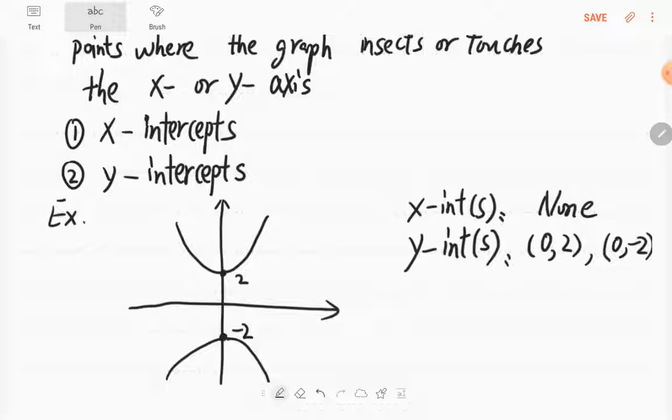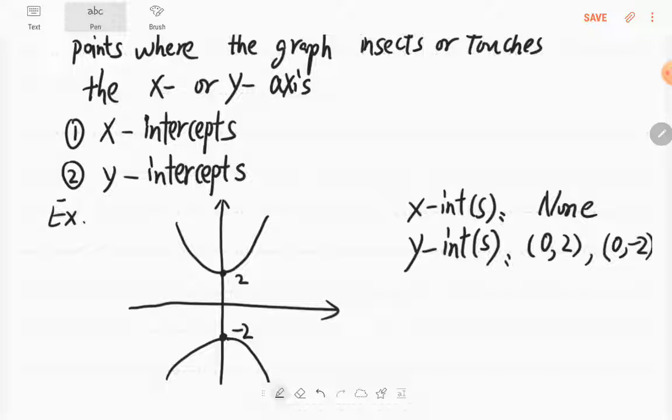So the next question is, if we know the graph, you can identify the x-intercept and y-intercept directly from the graph. But what should we do? How do we find the intercepts without knowing the graph?